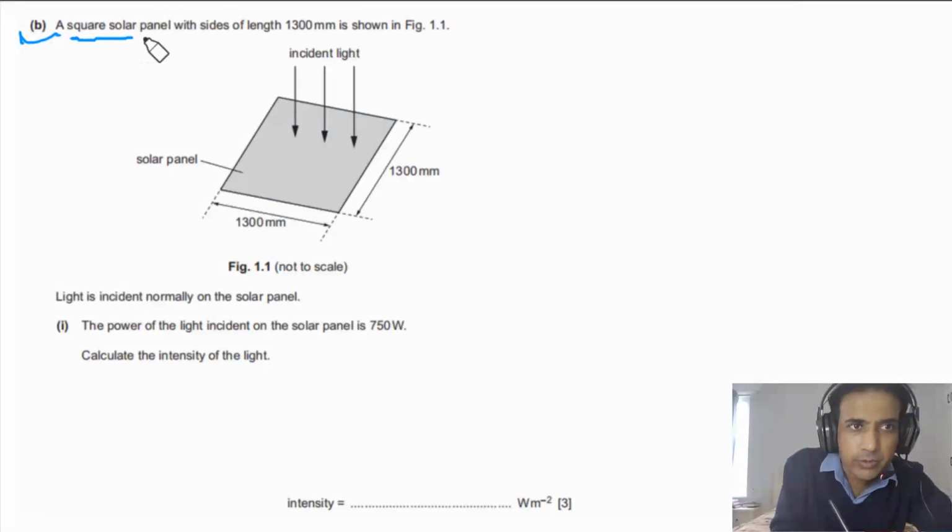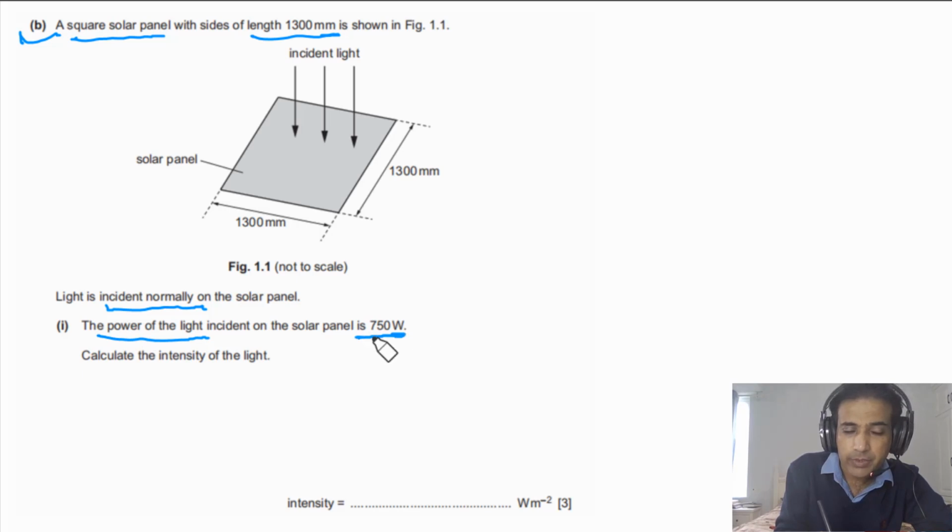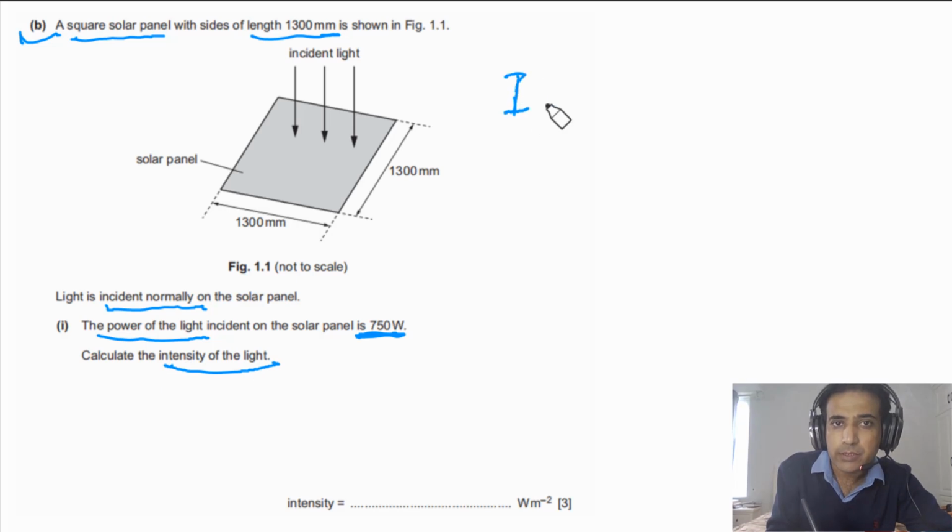Part B says a square solar panel with sides of length 1300 millimeters is shown in figure 1.1. Light is incident normally on the solar panel. The power of the light incident on the solar panel is 750 watts. Calculate the intensity of the light. Intensity is equal to P divided by A, where A is the area normal to the light.